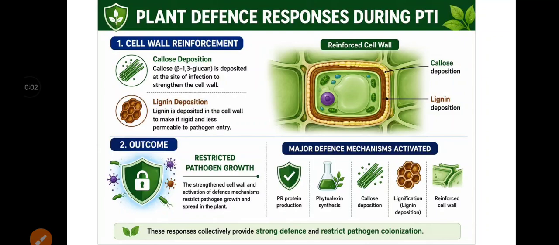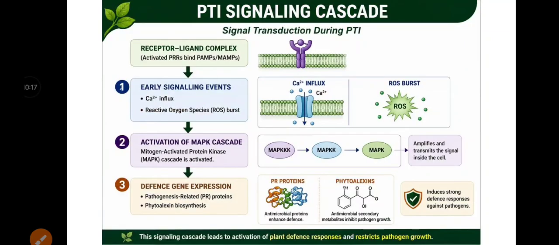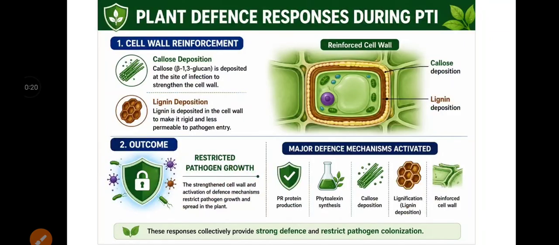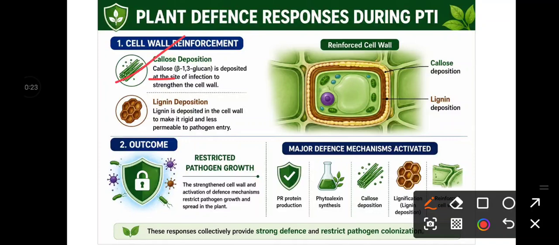Next, what are the defense responses that actually happen after activation of PTI? So major outcomes are cell wall reinforcement. Cell wall reinforcement कैसे होता है? Like due to Callose deposition. Callose is a beta-1,3-glucan molecule that deposits over the cell wall and strengthens it. So this Callose deposition will occur, and lignin deposition. These are deposited over the cell wall to make it more strengthened. That will restrict the pathogen entry, as a first line of defense.